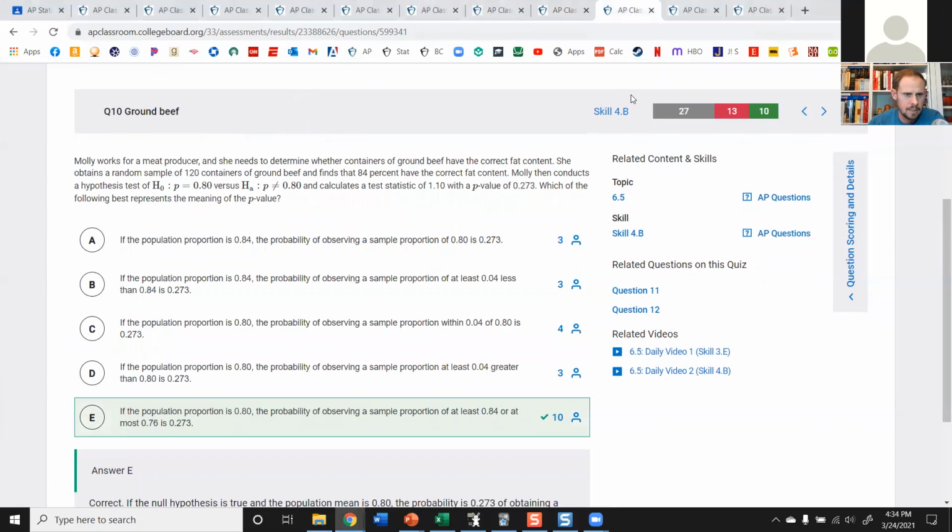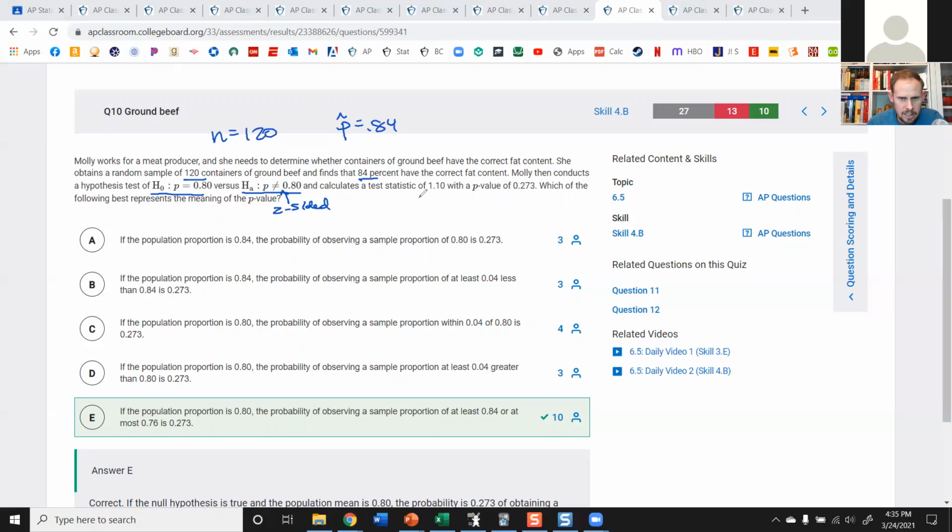Next one. Molly works for a meat producer, and she needs to determine whether containers of ground beef have the correct fat content. She obtains a random sample of 120 containers. There's our N, 120, of ground beef, and finds that 84%, that looks like a p hat, have the correct fat content. Well, that's good. Molly then conducts a hypothesis test, and our alternative hypothesis is not equal to, so that means it is a two-sided test.